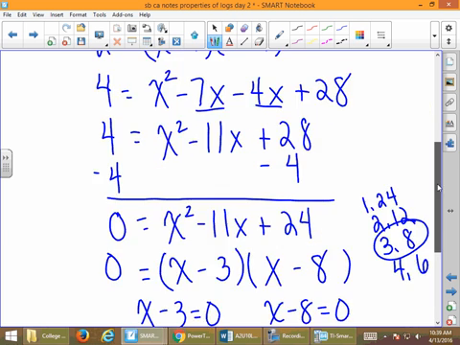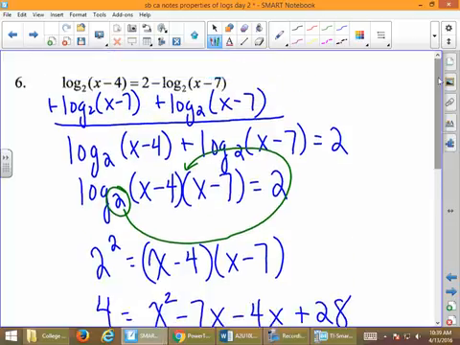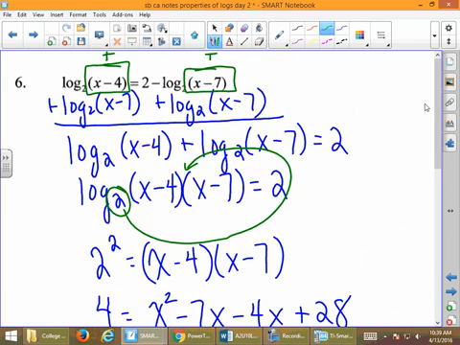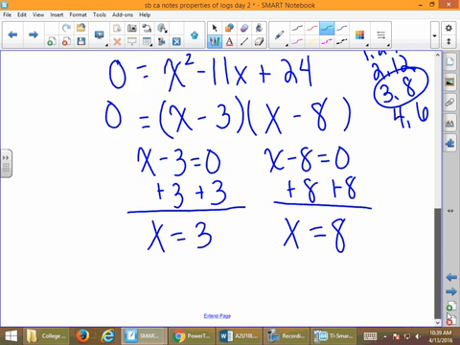We're going to go back into the original equation. And what has to happen here is that this value must be positive. This value must be positive. And our first answer is 3. Look what happens. 3 minus 4 is negative 1. The value here cannot be negative, which means that our 3 is extraneous.